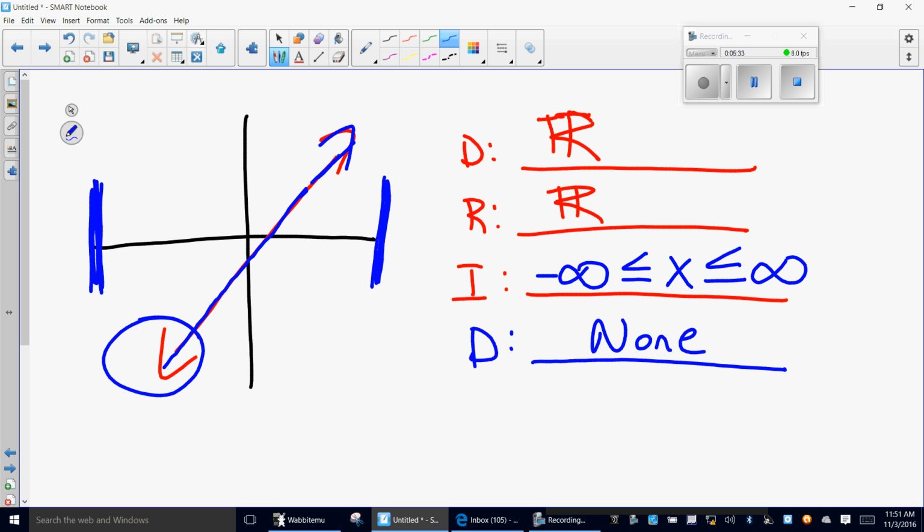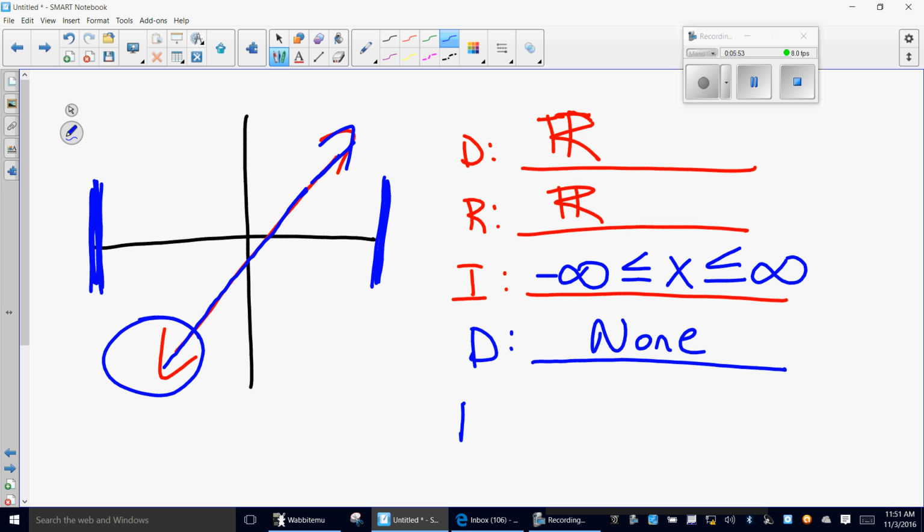Okay, it's increasing because it's going up. No, because you read it from what direction to what direction. So as I start from the left, I'm moving up. So you have to read it from left to right.